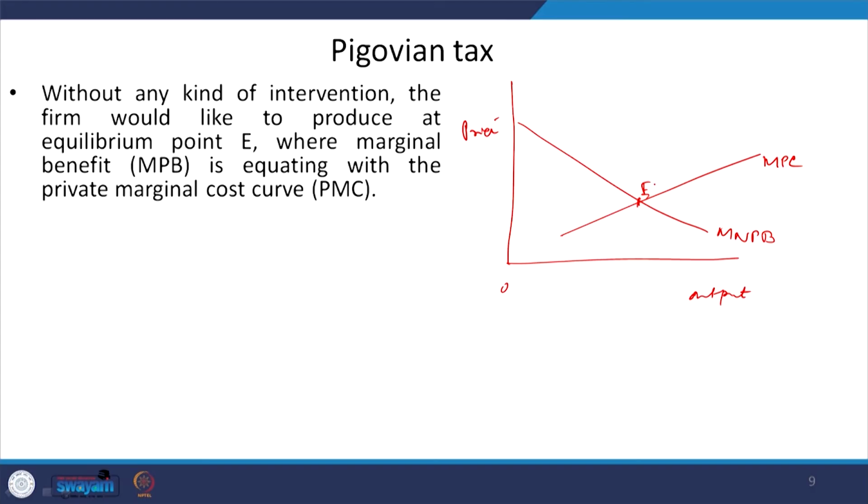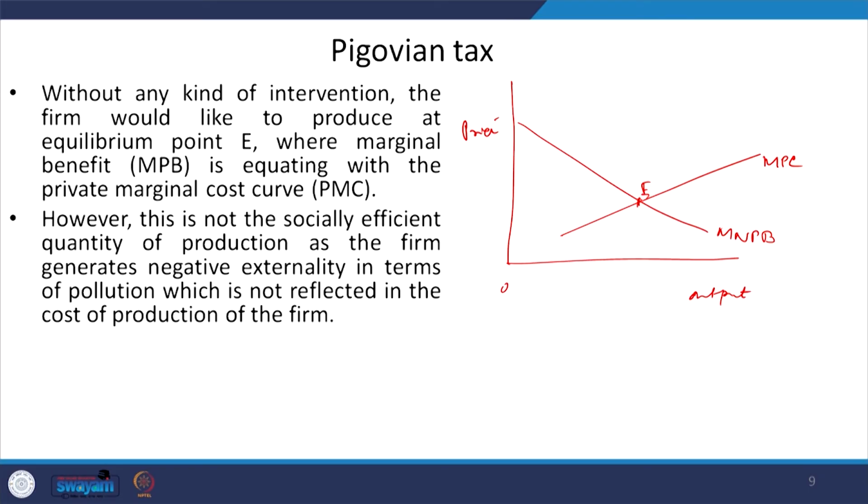So, without any intervention the farm will be interested to produce at this point E, right. But however, this is not a socially efficient output and socially efficient price, right. Why? Because here the marginal private cost is actually less than the marginal social cost, that means an externality is there.